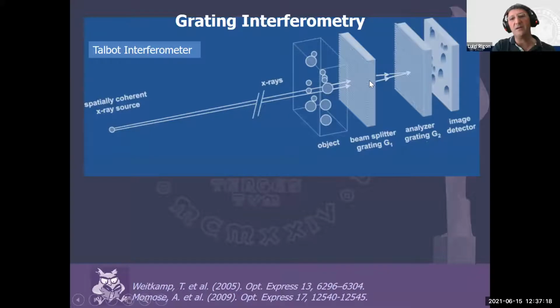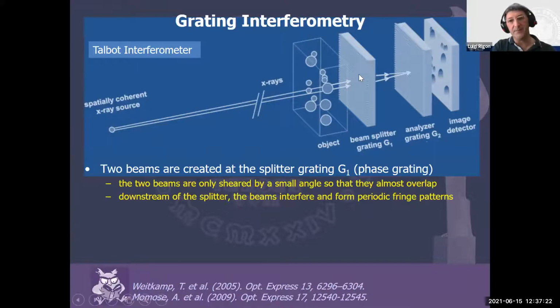This is an interferometric technique. You use the fact that the first grating, which is a phase grating, so it introduces a phase shift, will create what is called a Talbot self-imaging effect. So it will create at a certain distance a periodic fringe pattern. This periodic fringe pattern has a very short period.